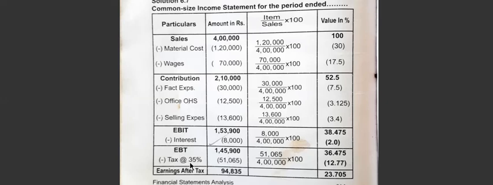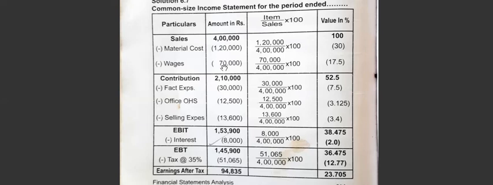Okay, then less tax on EBT. The tax percentage is given in the problem. It is 35% on the EBT. So 1,45,900 into 35%, you will get 51,065. Then calculate the percentage. 51,065 divided by sales into 100, it is 12.77. Okay, then earnings after tax 94,835, here 23.705. Okay, you will get the answer.